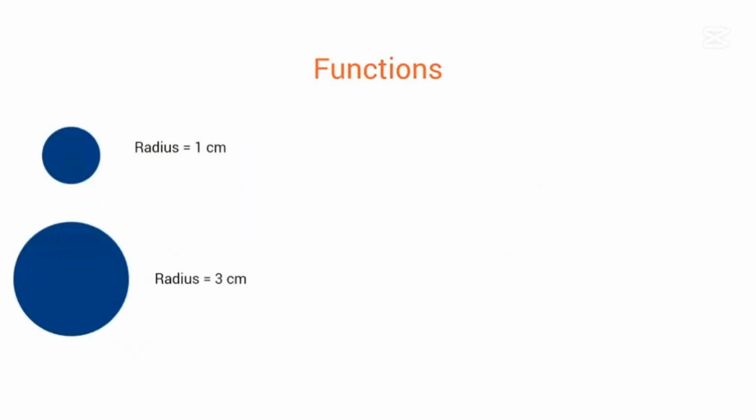Now let's see how we can use this function to calculate the area for these two different circles. We can just call the function by using its function name followed by 1 as an argument for the smaller circle and 3 for the larger one. This is how we call the functions. Also, we can call functions anywhere in our entire code.